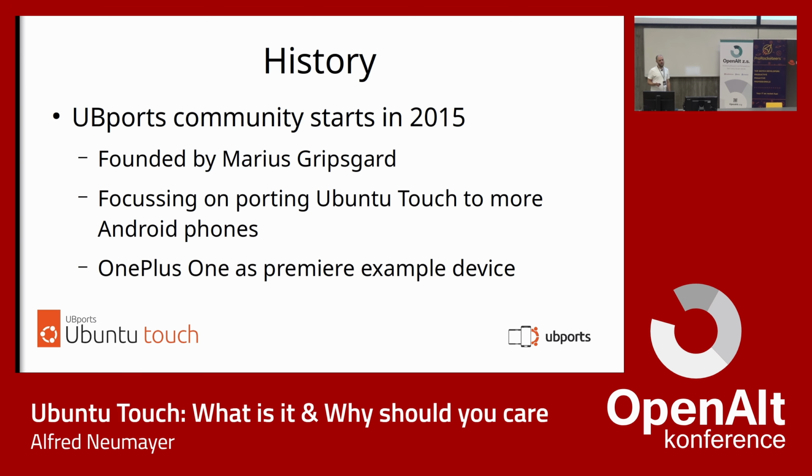Then the UBports community starts. It was founded by my friend Marius Gripsgaard in 2015. The initial focus was to provide Ubuntu Touch to more Android-based devices. Initially, it was the OnePlus One as the premier example device, but there was also the Nexus 5 and others, which grew out of that and ensured that there was a good user experience with Ubuntu running on a phone.